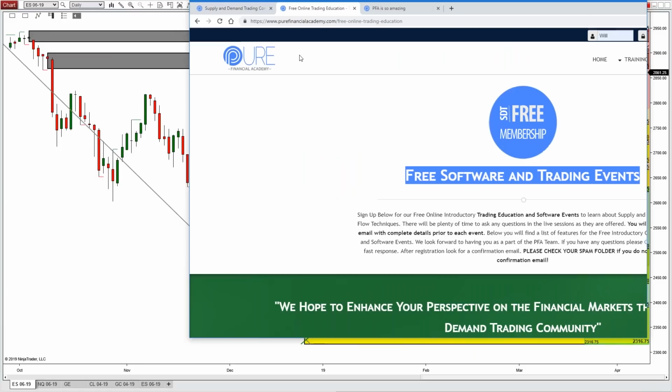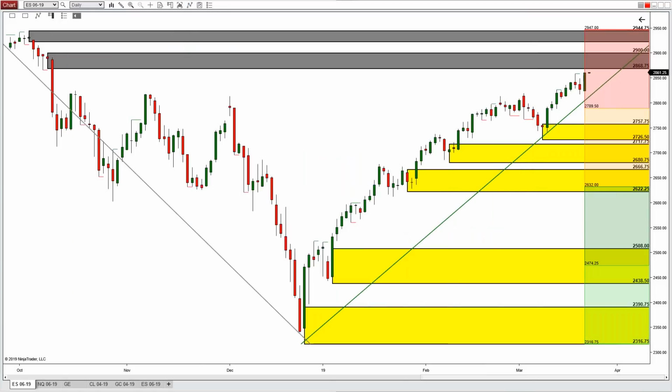Let's see. Craig is asking, do nested zones have stronger validity if I'm looking at a D1 chart and the daily and weekly zones are nested? At D1, you mean like a daily chart, I imagine. Can you repeat that question for me? 1D probably. Do nested zones have stronger validity if I'm looking at a daily chart or a D1 chart and the daily and weekly zones are nested?